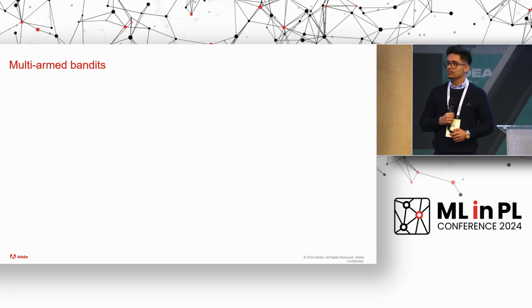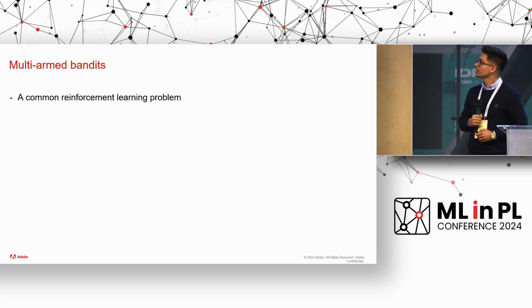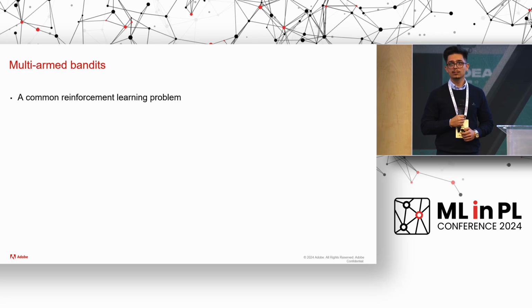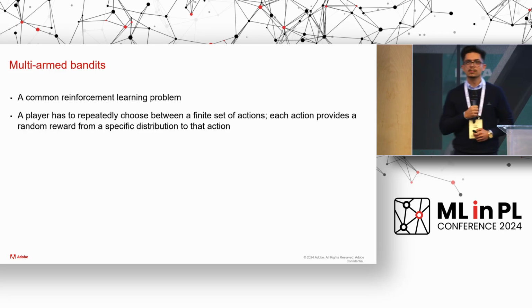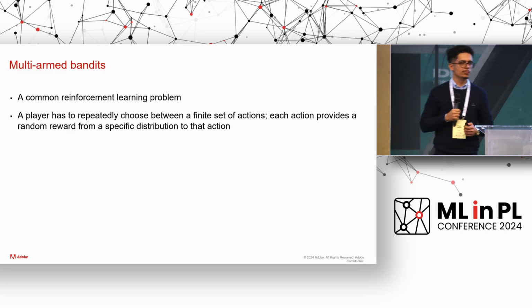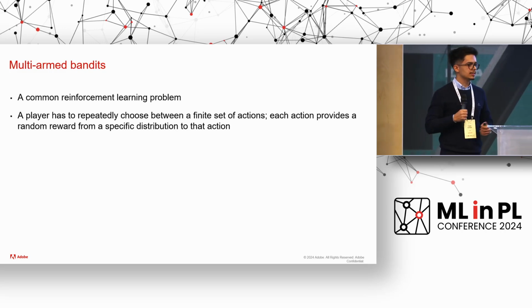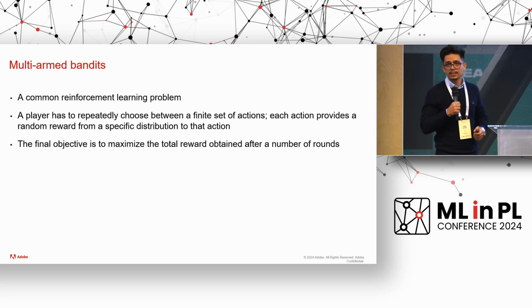Now, going back to multi-armed bandits and the image that I showed earlier, they are a very common reinforcement learning problem where a player has to repeatedly choose between a finite set of actions, meaning that each action provides a random reward from a specific distribution to that action. And the final objective is to maximize the total reward obtained after a number of rounds.